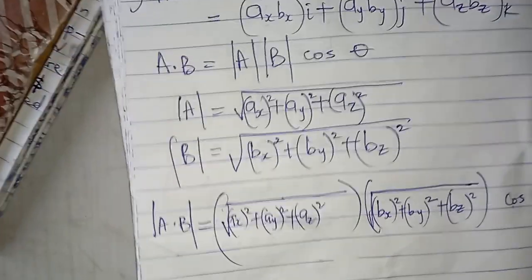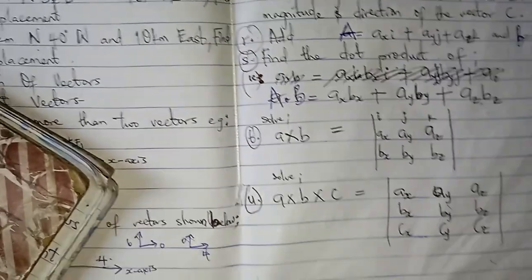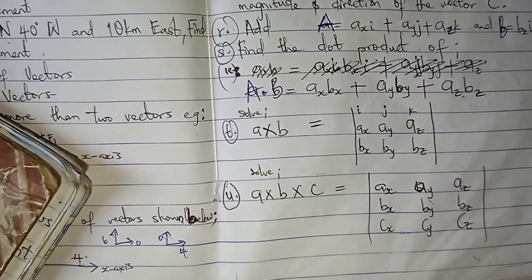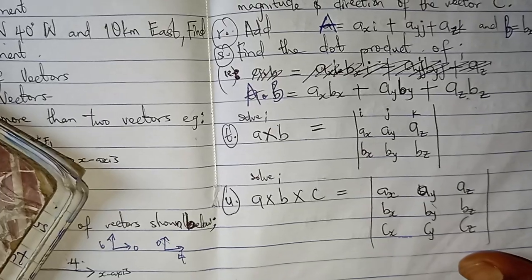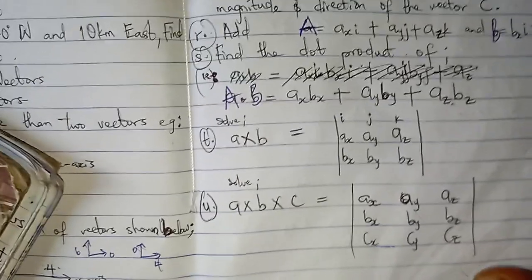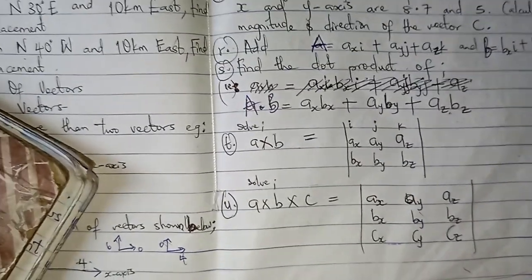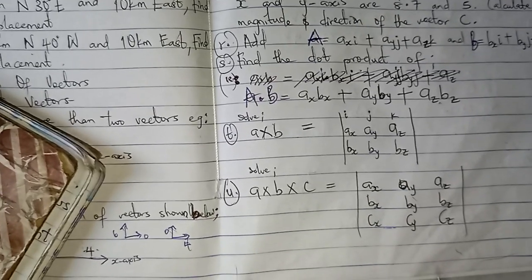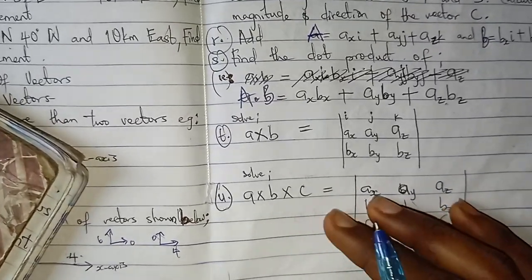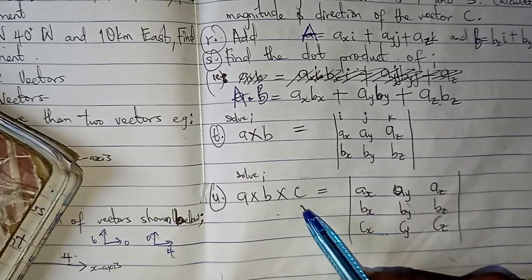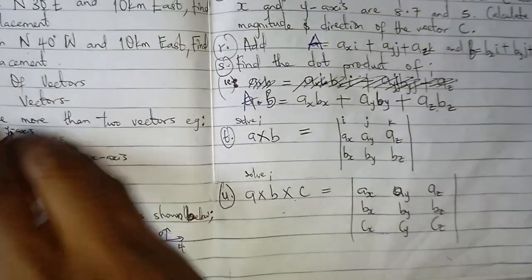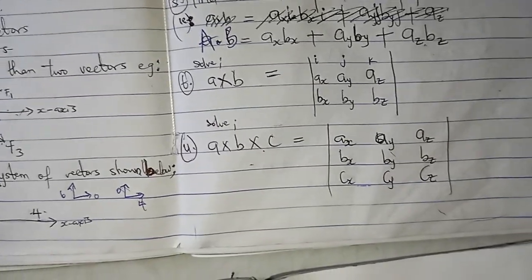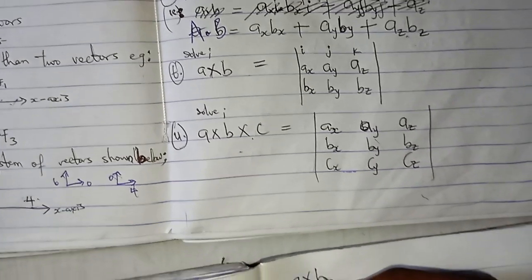Alright, let's move to a perfect example so you understand this. As they said, you should get A cross B. I, J, K, we are given this. Then solve A cross B cross C. Wonderful. So to solve this, let's use this to get an understanding of what it is. So it's simply going to be A cross B.